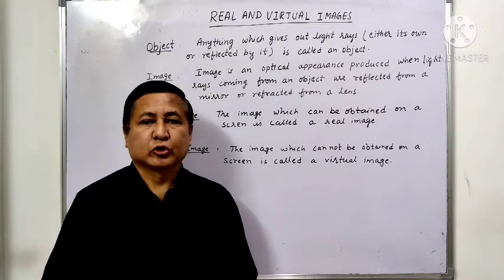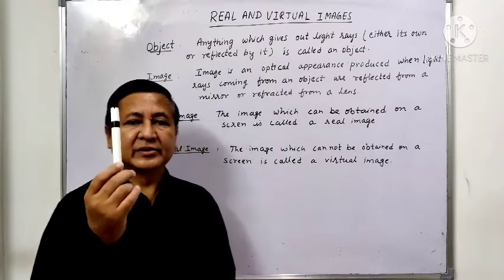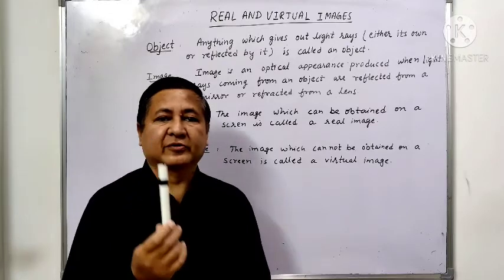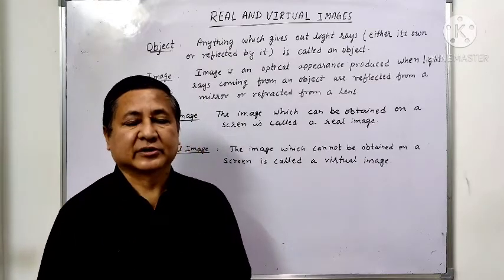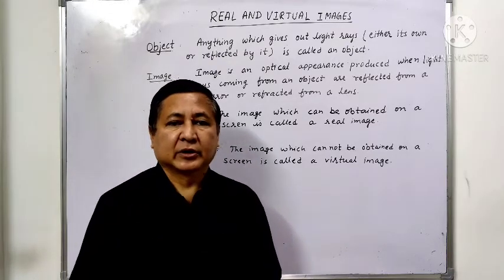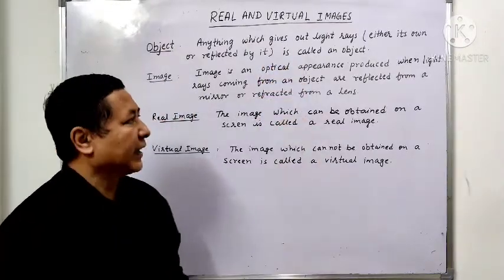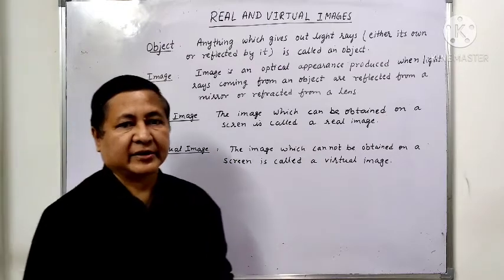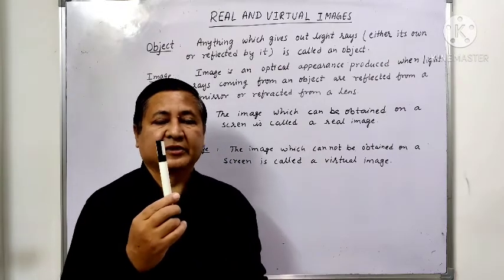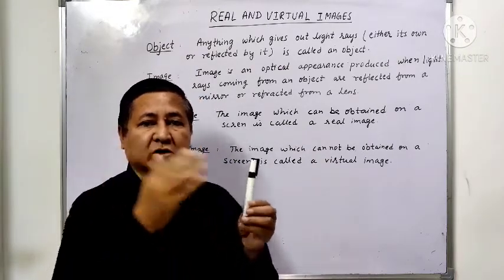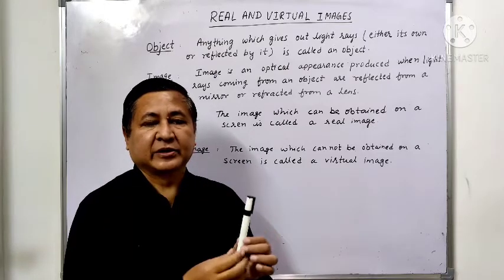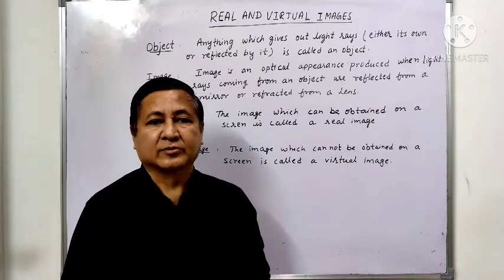Now the first we should know what is an object. Now see, this pen is an object. Now in study of light, what is the meaning of object? The object means anything which gives out light rays, either its own light or reflected by it. Now this pen doesn't have its own light, so whenever light falls on it and it is reflected by it, this will be considered as an object.